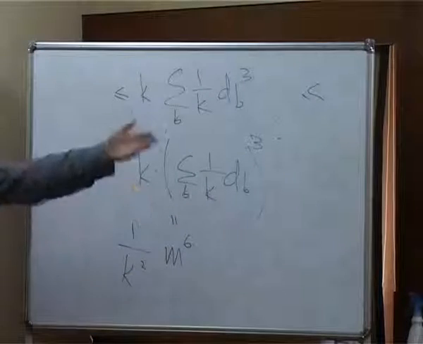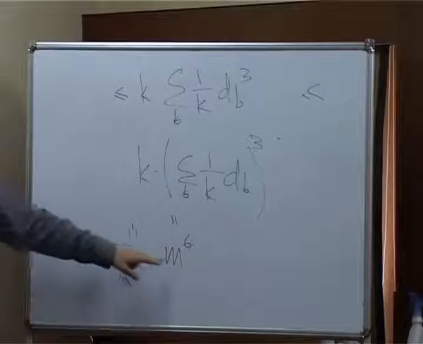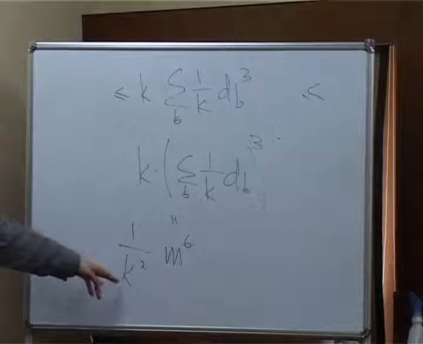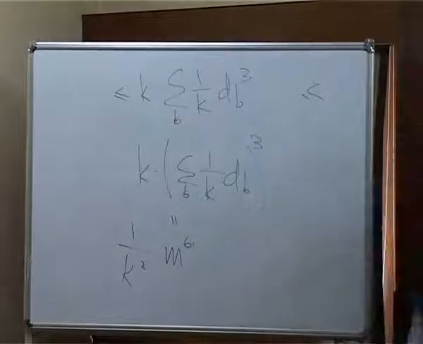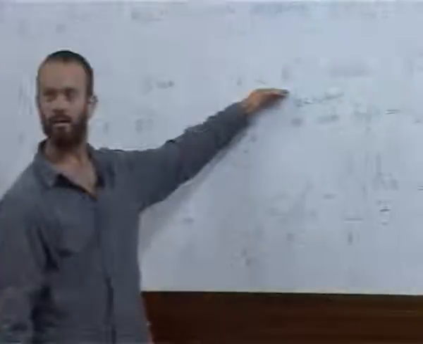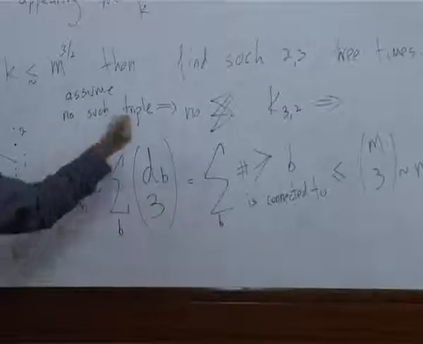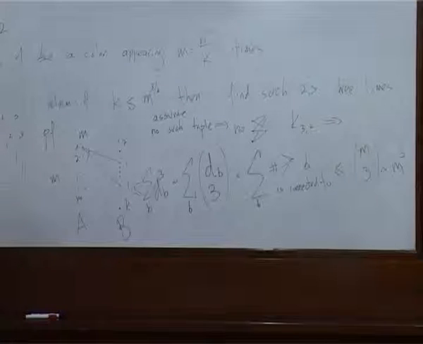So if you move things around, you get that k is at least m to the 3, taking the square root of m to the 6 over k squared. So we get exactly this statement. If k is small, there is such a thing. We prove that if there is no such thing, then k must be large. We found such a thing, we rearrange it, and we find a contradiction.